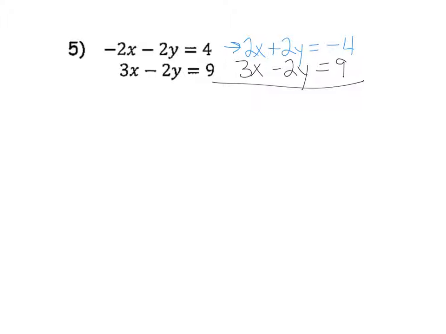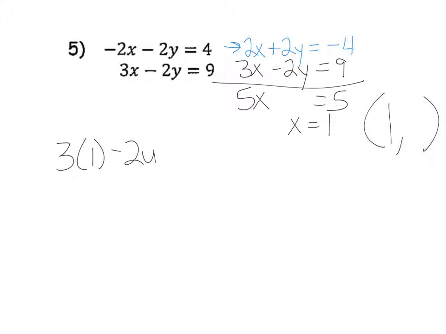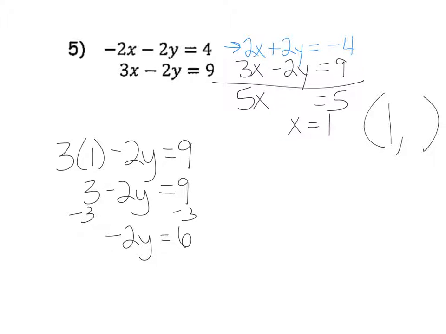So those are my 2 new equations for number 5. You're going to do the same process real quick. 5x equals 5. x equals 1. Plug it into the original, the ones on your paper typed out. I'll pick the bottom: 3 times 1 minus 2y equals 9. I'm going fast just because of the bell. So I plugged in 1 for x. Minus 3. Negative 2y equals 6.